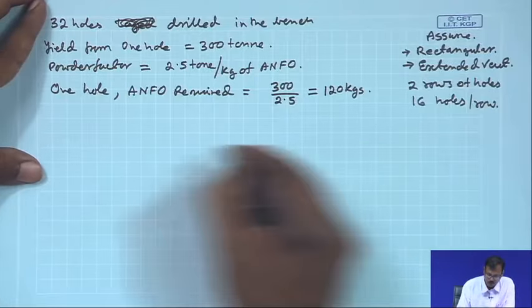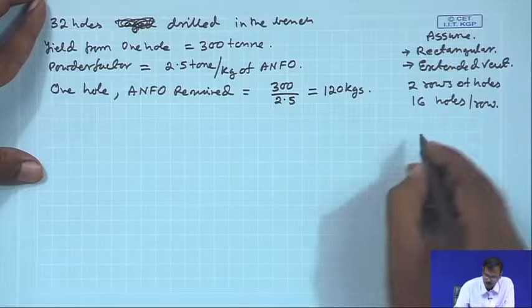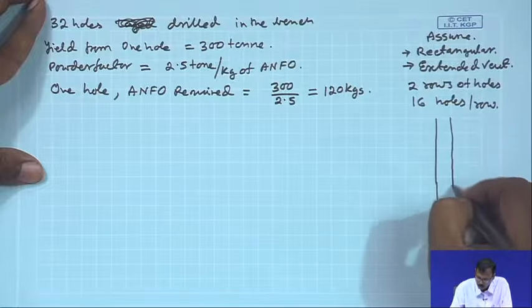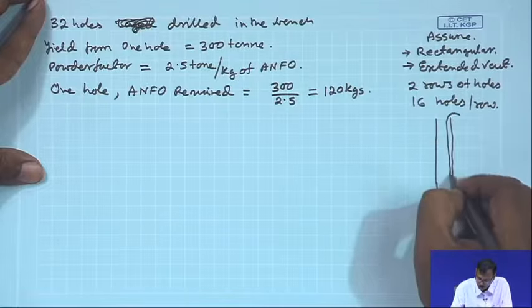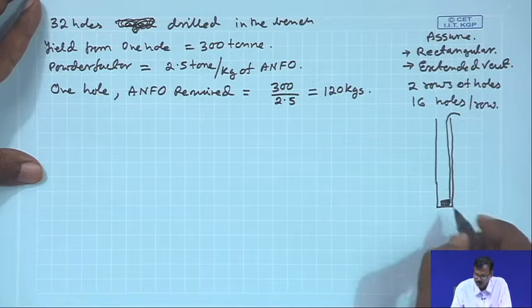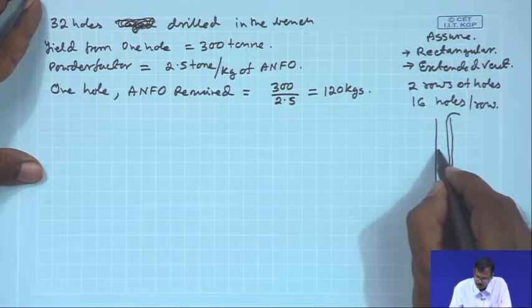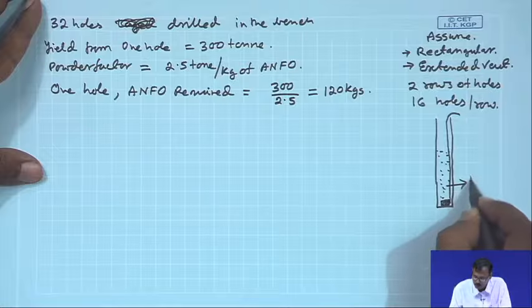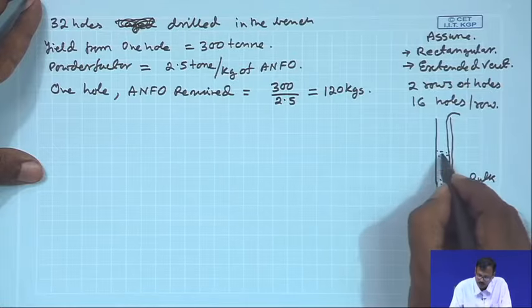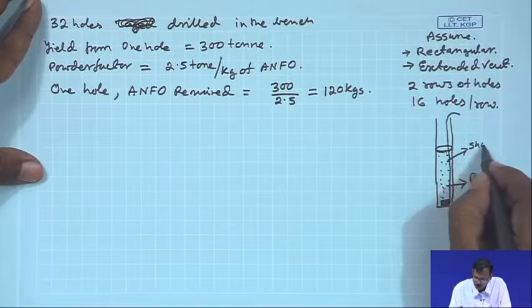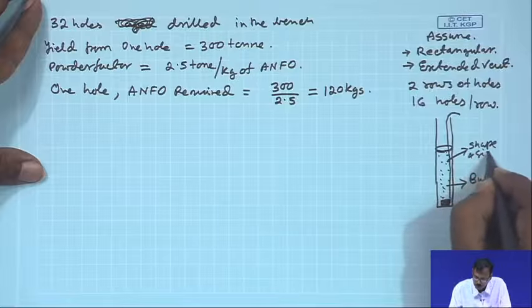You know ANFO is a bulk loading type explosive. Bulk loading type explosive means that if we drill a hole, we place the booster, which is the primer charge, at the bottom, and fill the hole with the ANFO. As ANFO is a bulk explosive, it will take the shape and size of the hole.